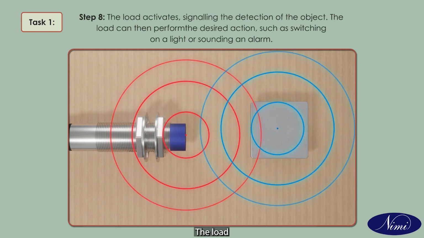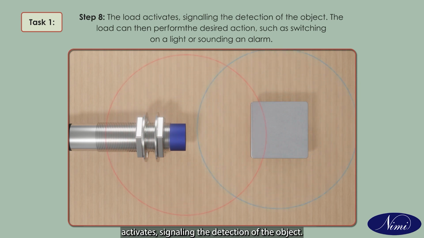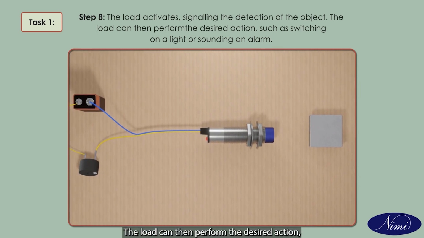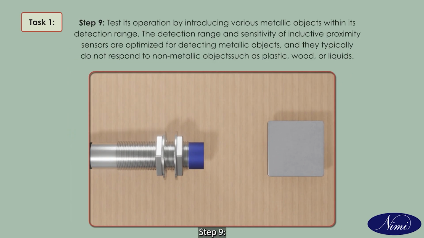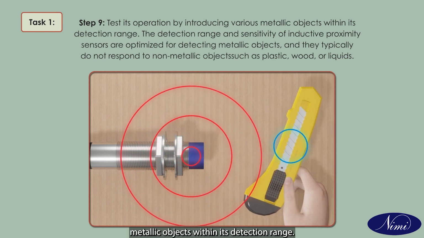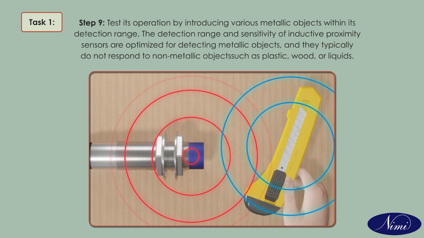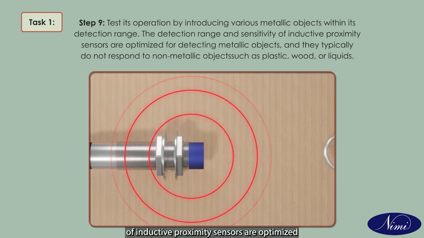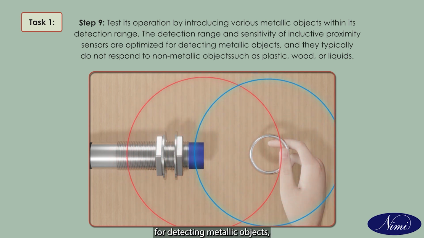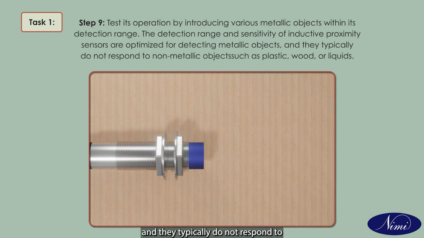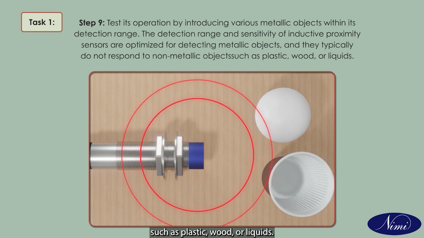Step 8. The load activates, signaling the detection of the object. The load can then perform the desired action, such as switching on a light or sounding an alarm. Step 9. Test its operation by introducing various metallic objects within its detection range. The detection range and sensitivity of inductive proximity sensors are optimized for detecting metallic objects, and they typically do not respond to non-metallic objects such as plastic, wood, or liquids.